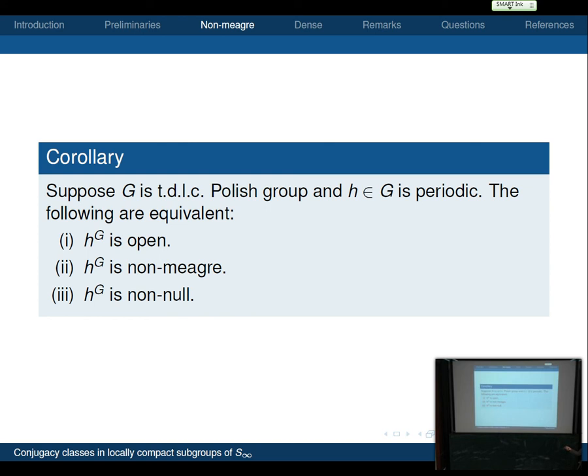So 1 implies 2 is just Baire category. 2 implies 3 follows from the properties of Haar measure and the fact that G is a K sigma. So this is a classical result that a T.d.l.c. Polish group is a K sigma. And 3 implies 1 is the previous lemma.